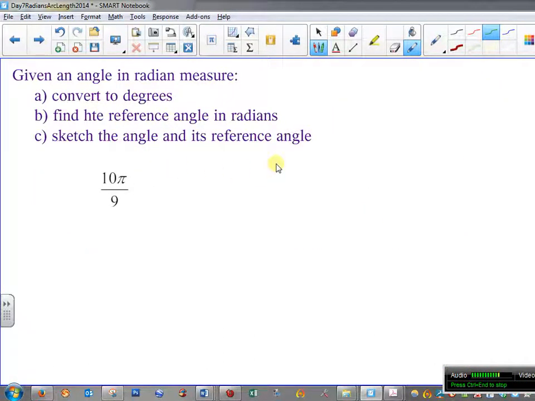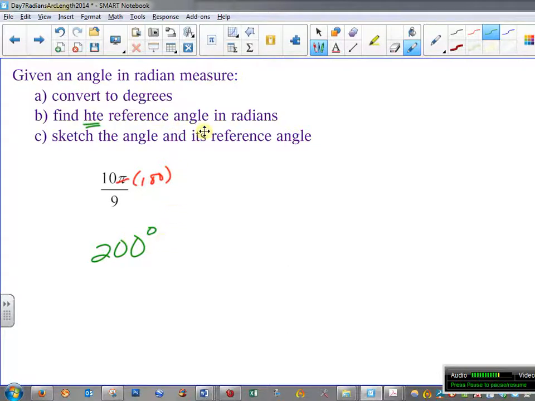Okay, last type of problem that we might want to be able to do here is, given an angle in radian measure, let's convert it to degrees first. 10 pi over 9. This is one of those simple ones: since you see pi in it, you can just replace pi with 180. You don't really have to use the formula. And then I'm going to reduce. I think that's 200 degrees if I did the arithmetic correctly there. 90, 20, 10, looks like 200 degrees. Now I've got 200 degrees.